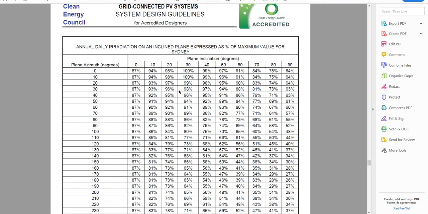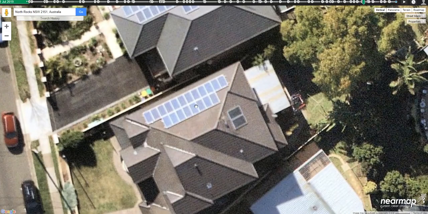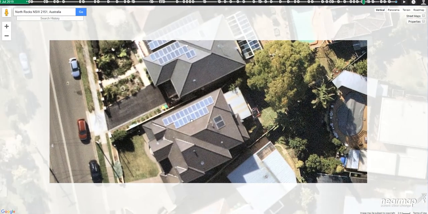97% performance. So basically, things that are northeast or northwest are really almost as good as north. Things that are east or west are probably about 14 to 18% off optimal, and northeast or northwest is only a few percentage off optimal. Hope that makes sense.